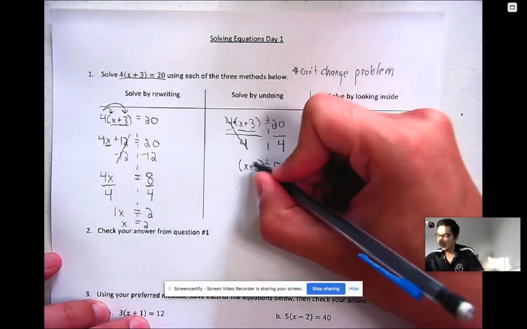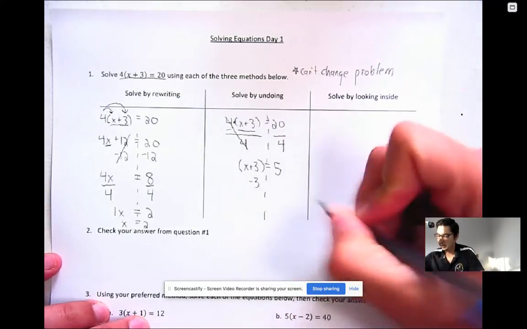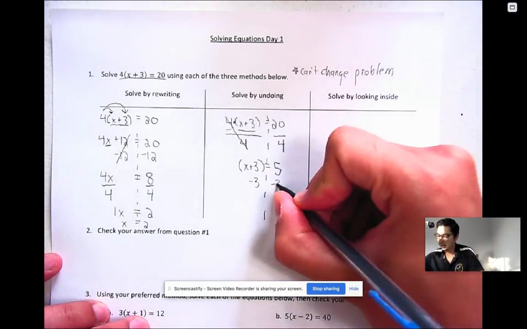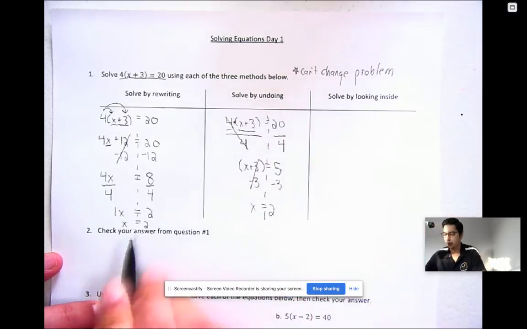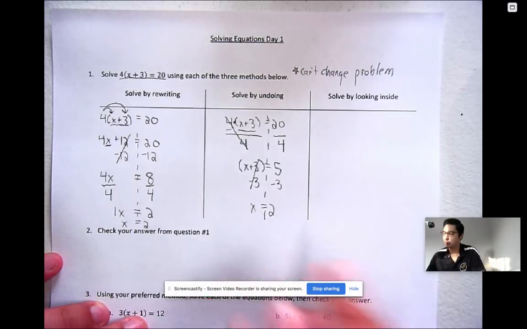And how do you get rid of a plus 3? You minus 3. Do it to one side, you do it to the other side. 3 minus 3 is 0, so we get x is equal to 2, which is great. Notice how it's the same answer, just a different method.